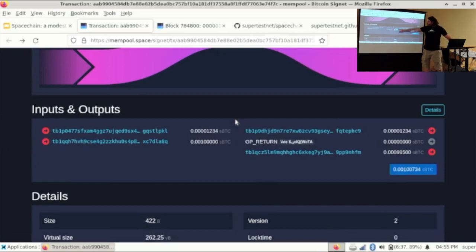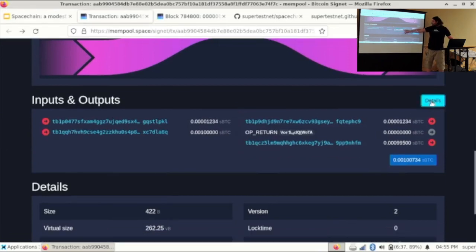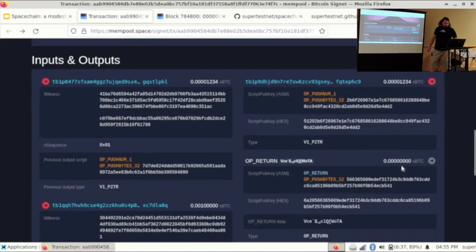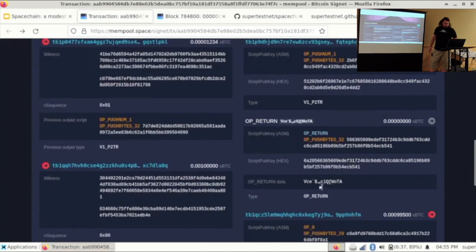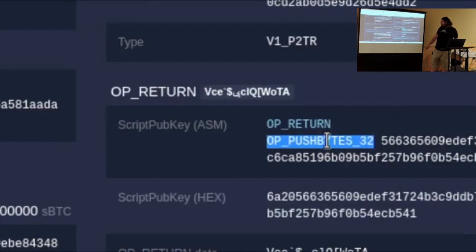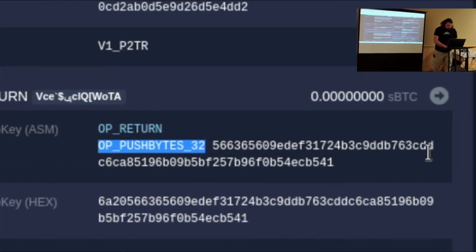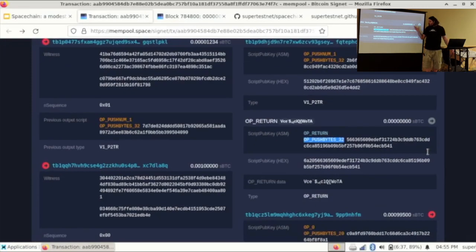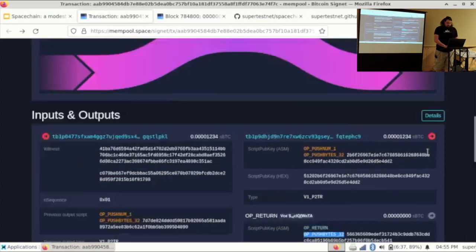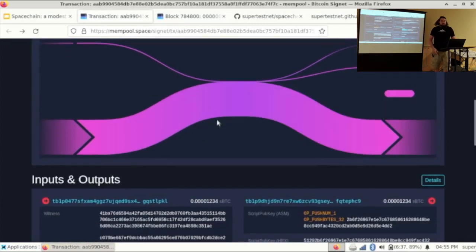He is using OP_RETURN over here to embed data about the sidechain. And if you take a look at the details here, you can see, where's the OP_RETURN? Right here, there's a little OP_RETURN that deposits, let me zoom in, a little OP_RETURN that deposits 32 bytes of data, and this is the hash of all the transactions that are happening on his sidechain. So pretty simple, you can just use OP_RETURN for this.